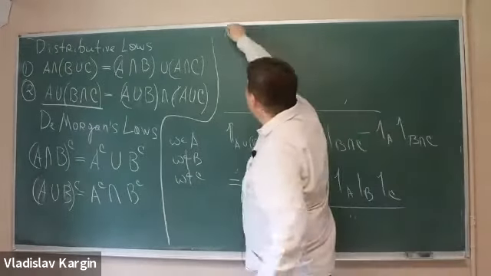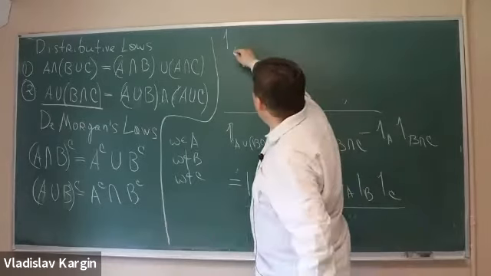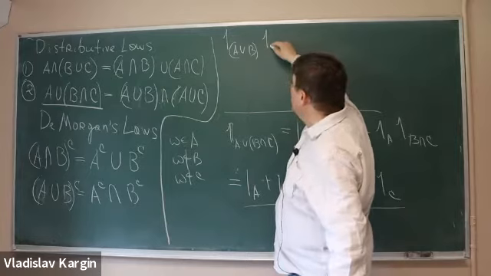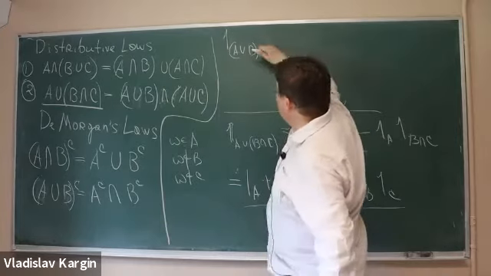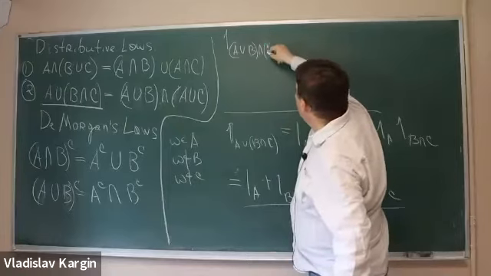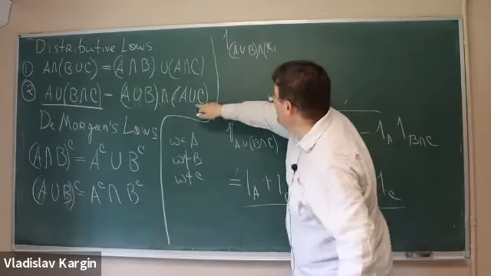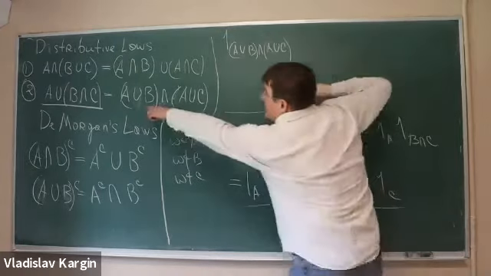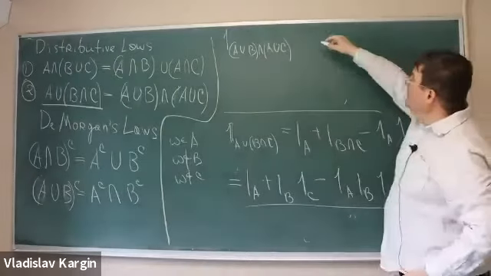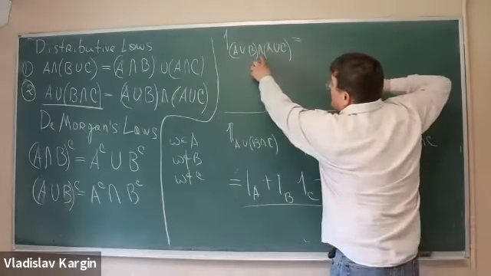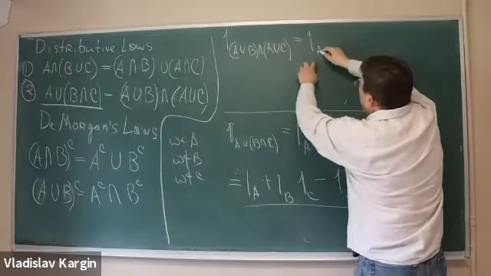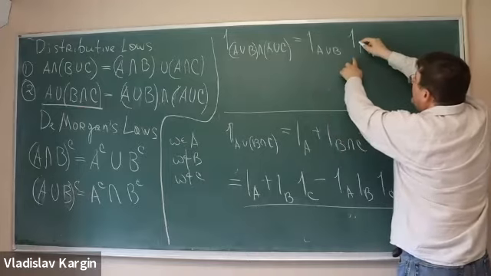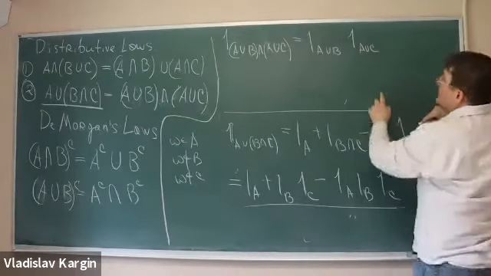So 1A union B multiplied by 1A union C. Sorry, let me write it first. So this is intersection, so it's a product: 1A union B multiplied by 1A union C. Right?